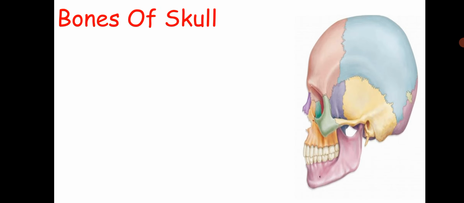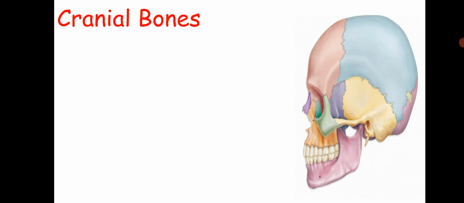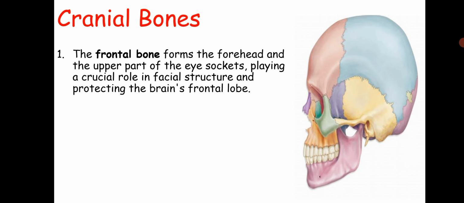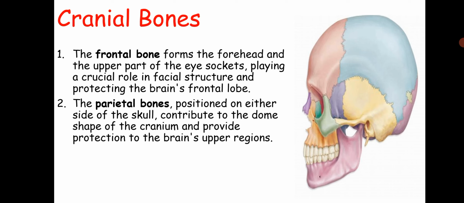Now let's talk about the bones of the skull that are divided into two categories, that are the cranial bone category and the facial bone category. Now let's talk about them one by one. First we will talk about the cranial bones. In cranial bone, the first bone we have is the frontal bone that forms the forehead and the upper part of the eye socket. Here you can see in the diagram the anterior bone that is to some extent pink in color. It is the frontal bone. It plays a crucial role in facial structure and protecting the brain's frontal lobe.